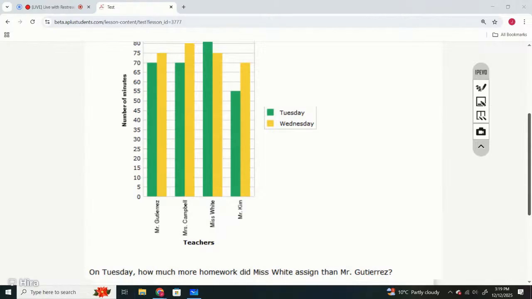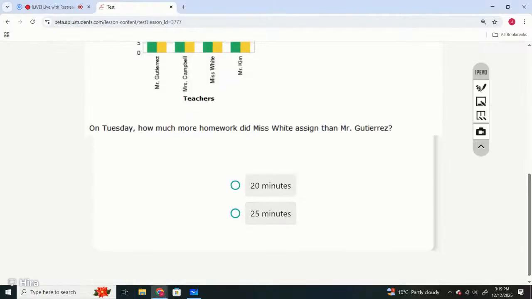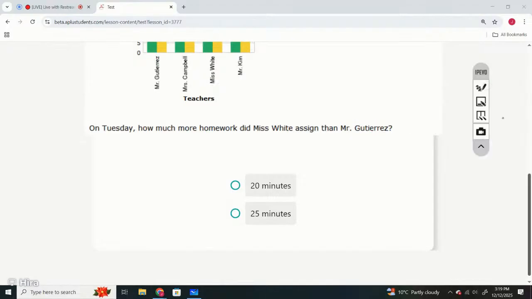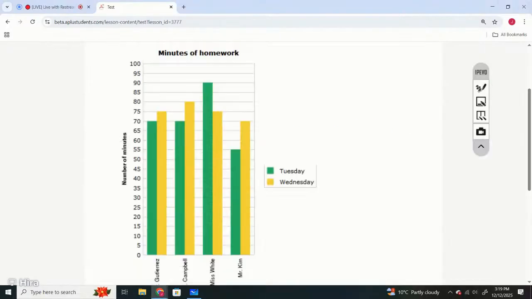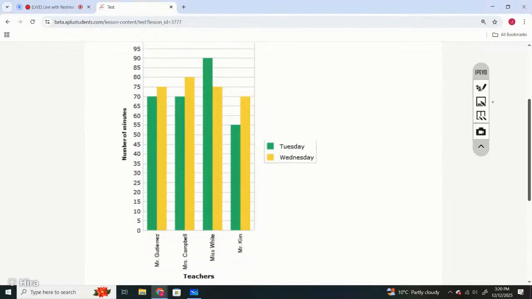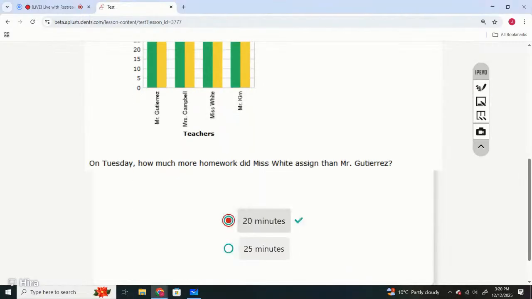The correct option is 30, option 20. Wait, it is 70. On Tuesday, Miss Curtis gave 70 minutes of homework, and Miss White gave 90 minutes. So 90 minus 70 is 20. So the correct option is 20. Option number 1 is the correct option.